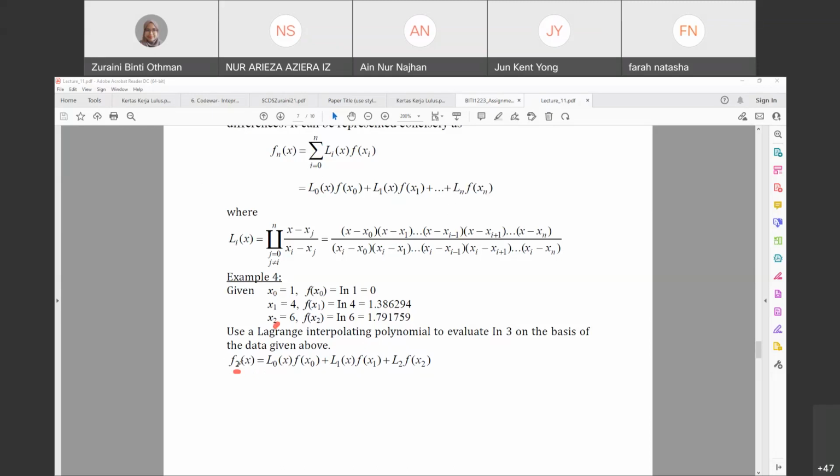Okay, now the general formula is until Ln. Here, for f2, it is until L2: L2 f(x2). This is the general formula. Now, what are L0, L1, L2? Here we need to know, which means j from 0 to n, (x - xj)/(xi - xj). So now this is Li. How do we create a formula for L0?